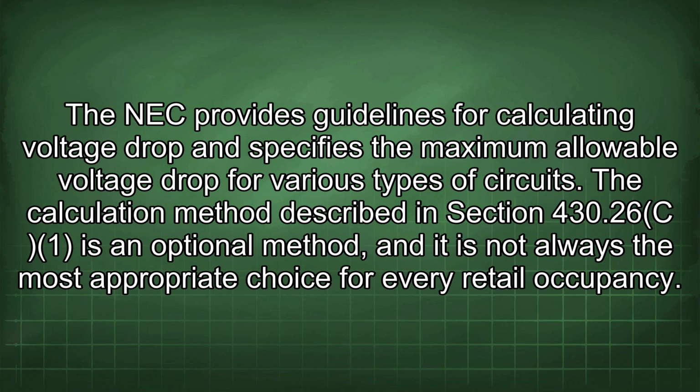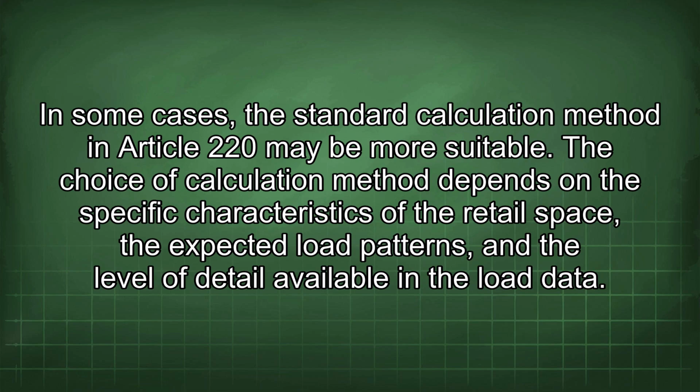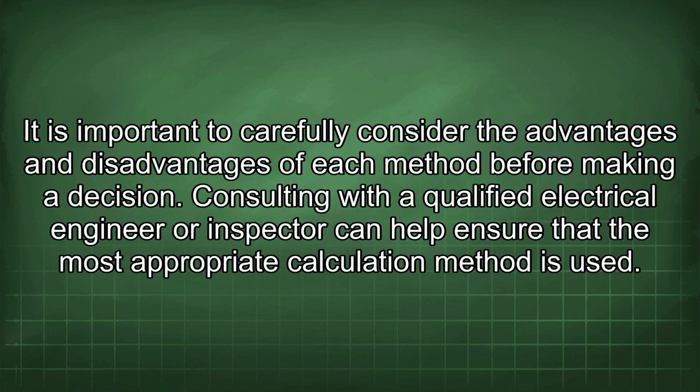The calculation method described in section 430.26 is an optional method, and it is not always the most appropriate choice for every retail occupancy. In some cases, the standard calculation method in Article 220 may be more suitable. The choice of calculation method depends on the specific characteristics of the retail space, the expected load patterns, and the level of detail available in the load data. It is important to carefully consider the advantages and disadvantages of each method before making a decision. Consulting with a qualified electrical engineer or inspector can help ensure that the most appropriate calculation method is used.